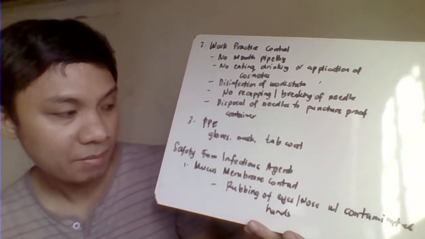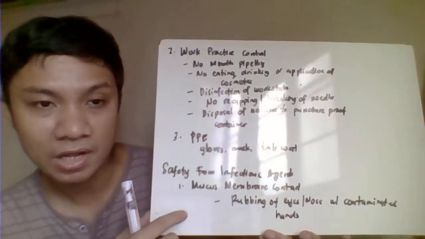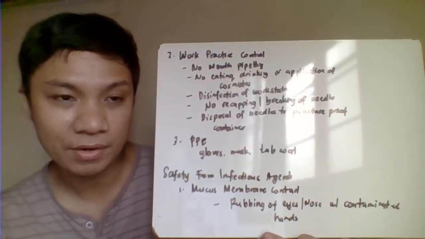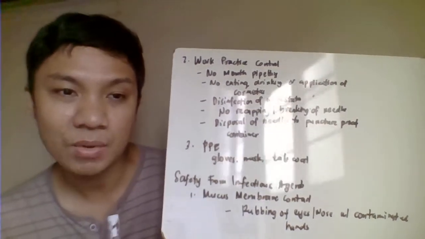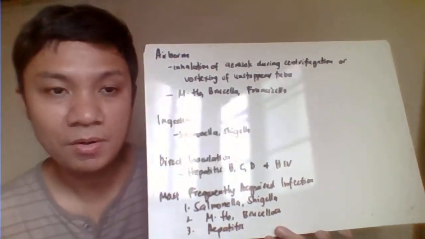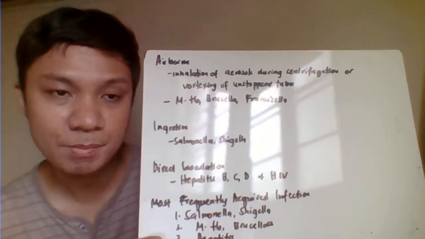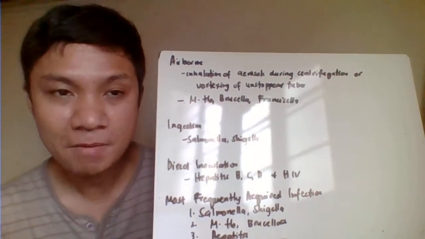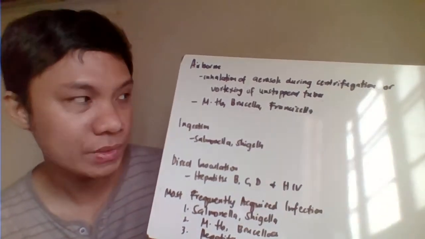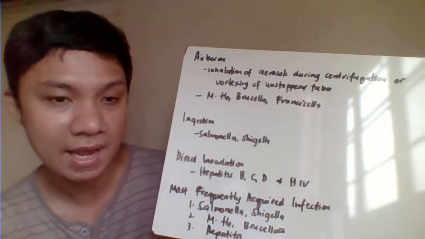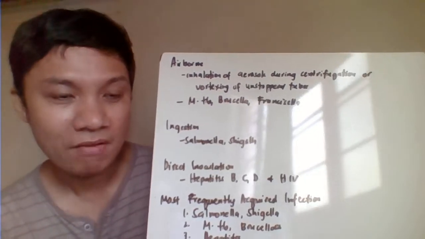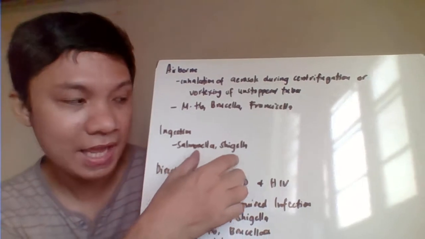And we have your safety from infectious agents. So mucous membrane contact is a way of transmitting the infection here. So when you are rubbing your hand or even your nose, that's why you need to wash your hands always. Okay, another route here of the transmission of infection is the airborne. So airborne, most likely here because of respiratory droplets. So like your Mycobacterium tuberculosis, your Brucella, and also your Francisella. Another one, ingestion, so food and mouth. Fecal-oral, just in case of your Salmonella and your Shigella.